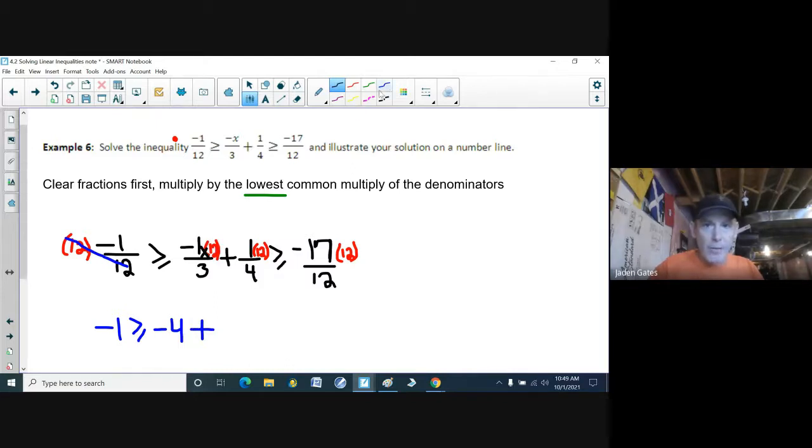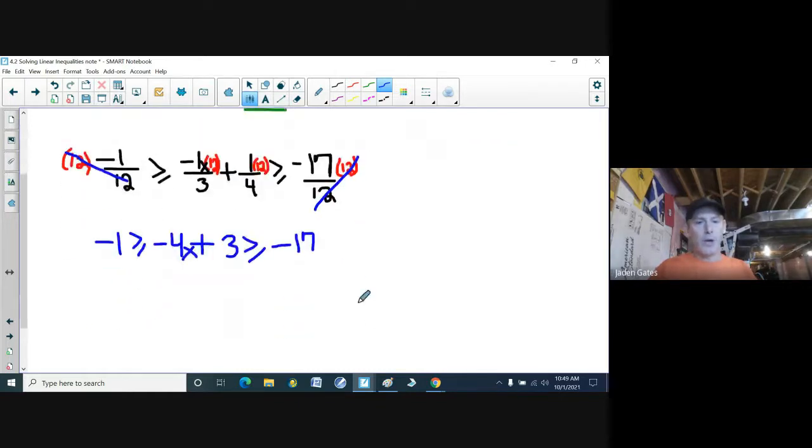So that's a negative 4x. All right. Now, plus 1 times 12 is 12, divided by 4 is 3. Greater than or equal to, let's see, negative 17 times 12 is some big number divided by 12. But I see a 12 on the top, 12 on the bottom. Gone. Minus 17. There we go. So now I just cleared fractions.